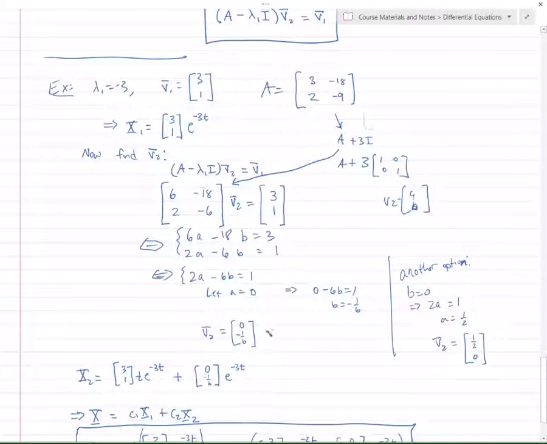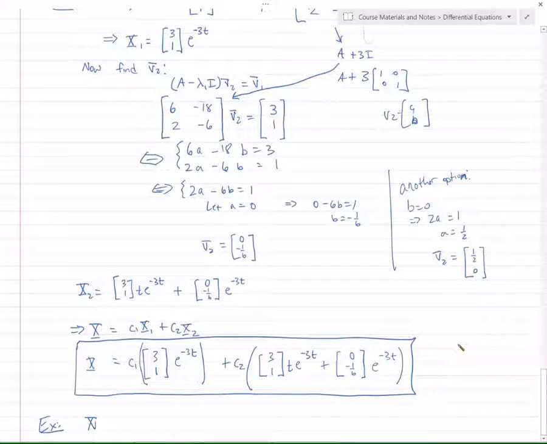Okay, so we solved it. We got this 0, -1, 6. Actually, what we did was we just took one of these equations, which cancel each other out because they're basically the same equation, and we picked one value for a and solved for b, and we got the number. We could pick a different solution and it still would work. And so then my x2 is v1 t e to the lambda t plus v2 that I just found e to the lambda t.